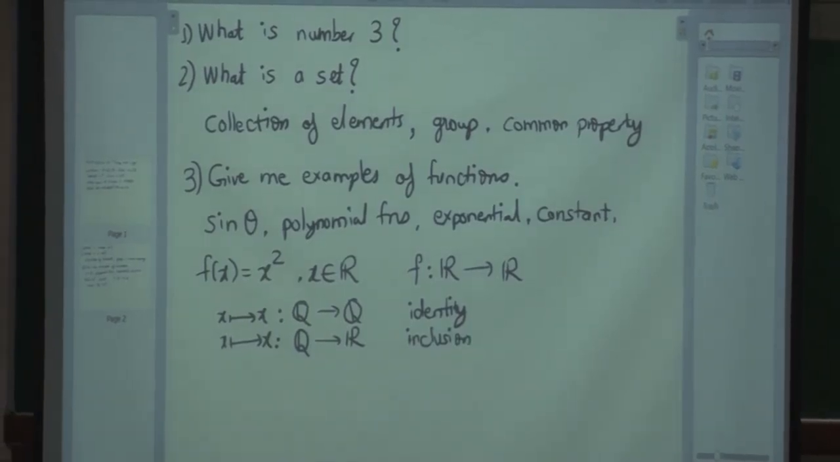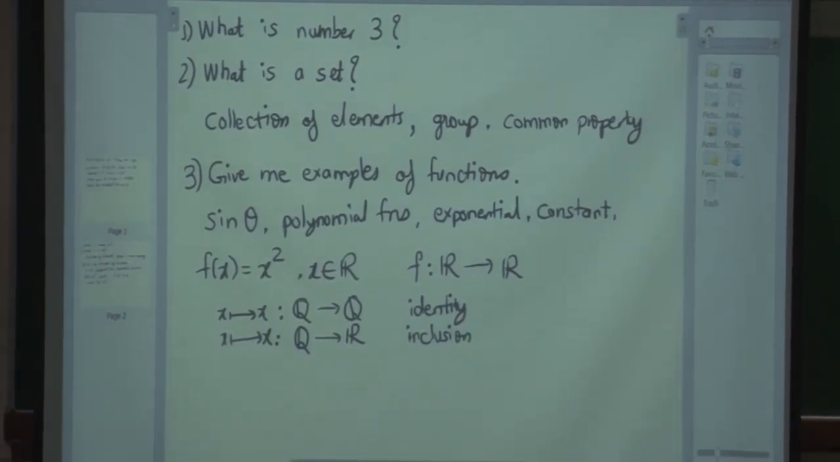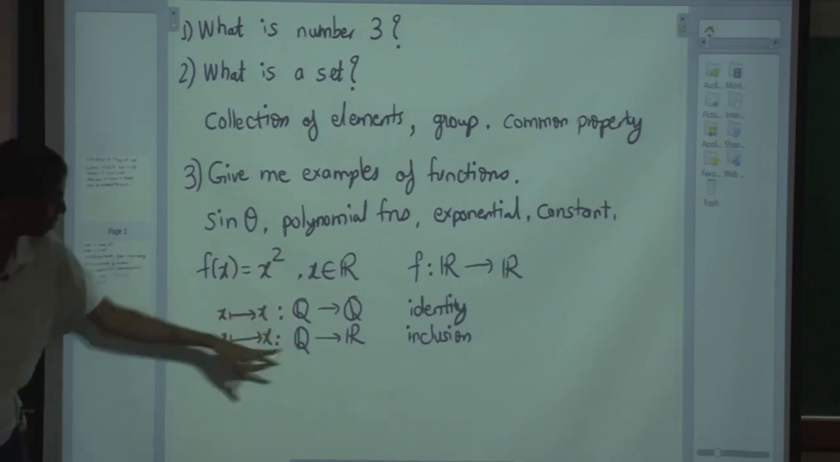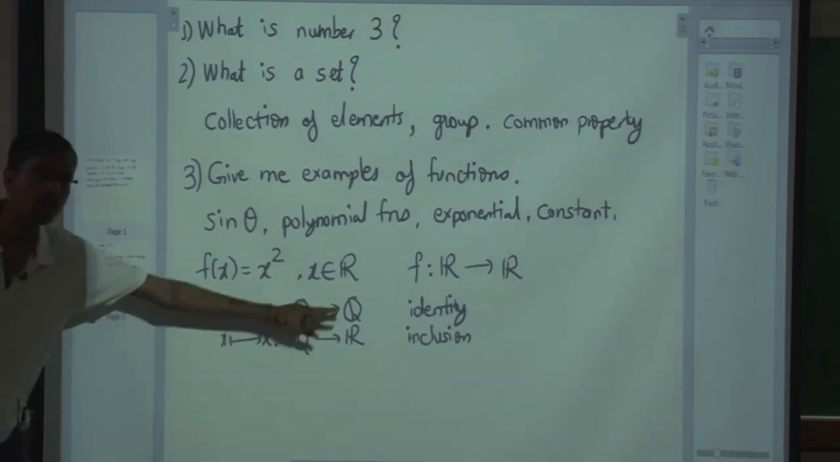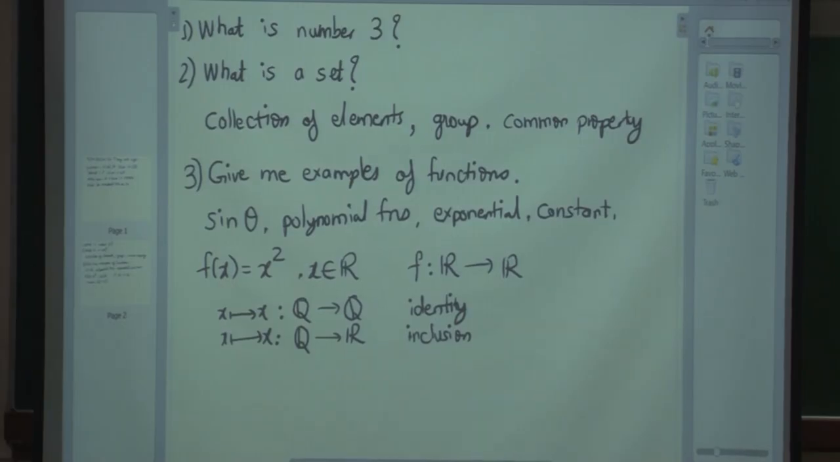Okay, so identity and inclusion are actually different types of functions. And that's where I wanted to highlight the importance of domains as well as codomains, right? The domains of both these functions are the same, the rule is the same, but the codomains are different. So they are different functions and they are different types of functions.